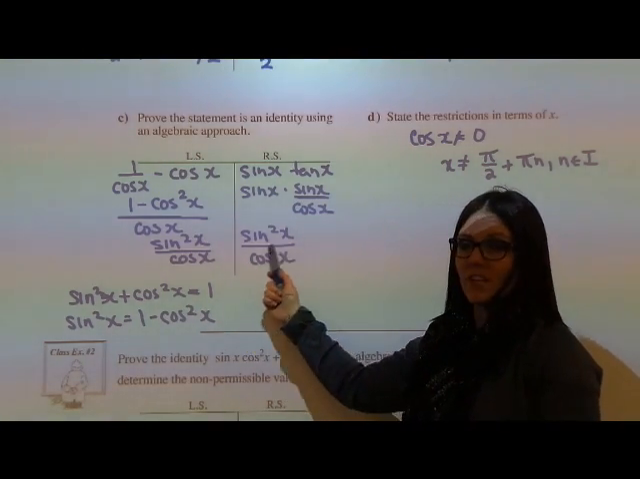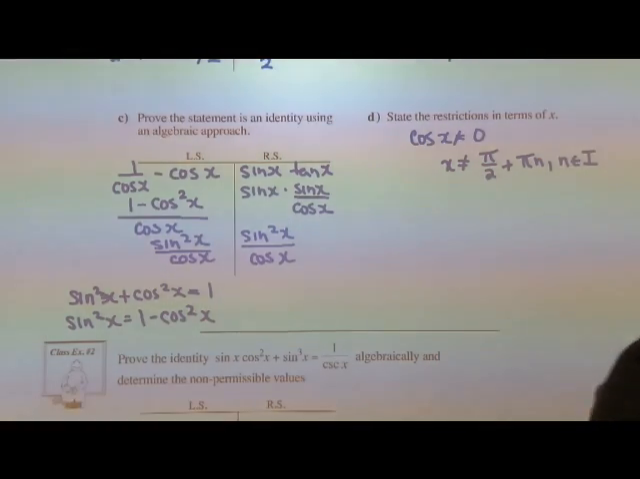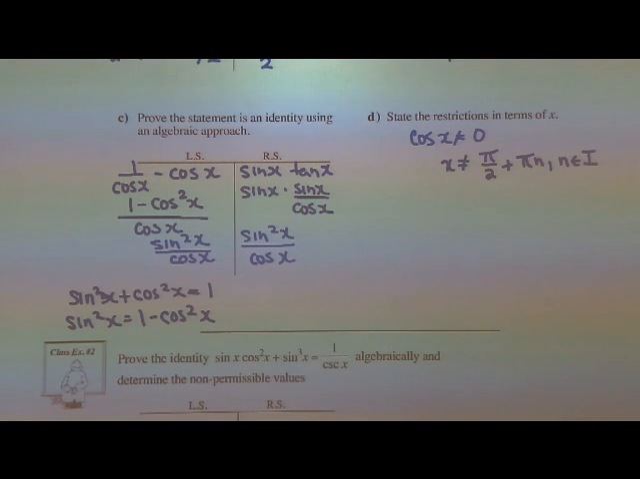No. I have cos x on the other side. It's the same denominator. So that becomes my restriction. Okay?